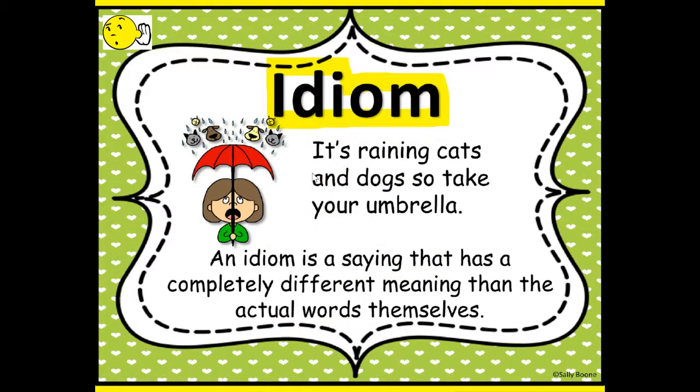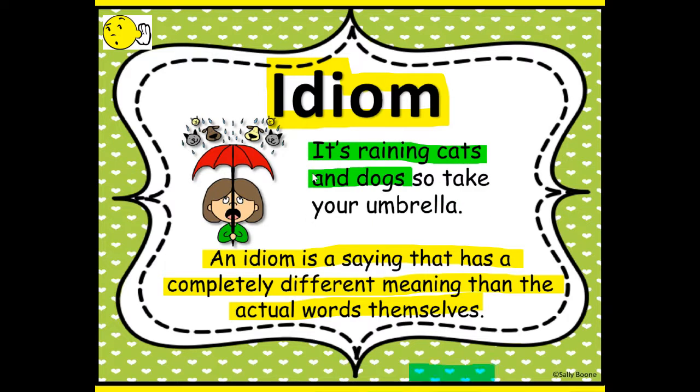All right. And one type of figurative language is idiom. An idiom is a saying that has a completely different meaning than the actual words themselves. It's raining cats and dogs, so take your umbrella.